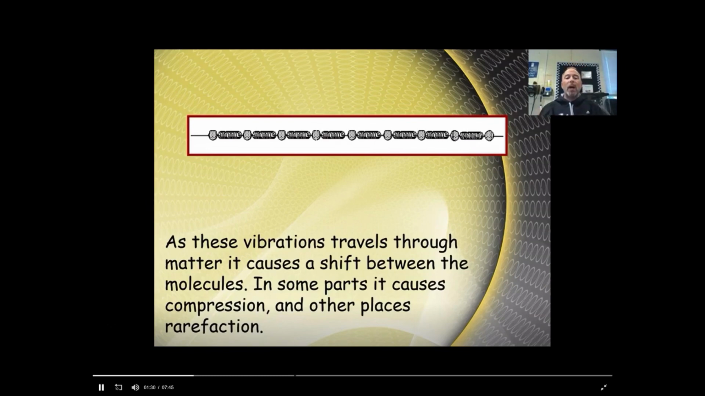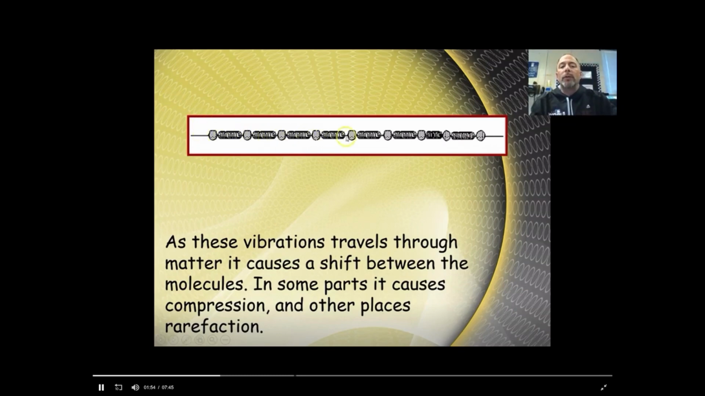As vibrations travel through matter, it causes a shift between the molecules. Molecules are those tiny little bits of things that make up everything. In some parts, it causes compression or squishing, and in other places, it causes what's called rarefaction. That's a great big huge word. You don't really need to know it, but it's a cool one if you do, because then you sound really smart.